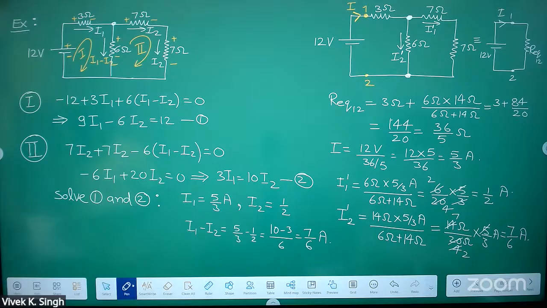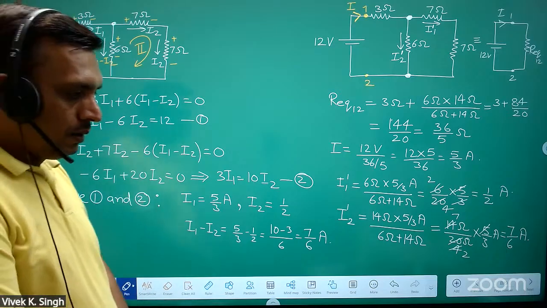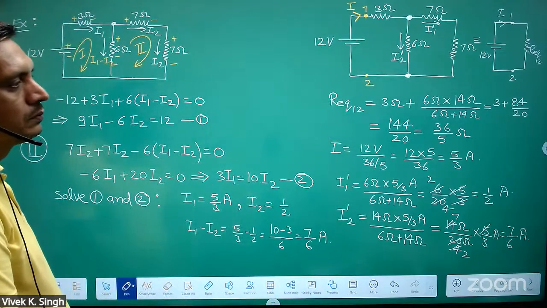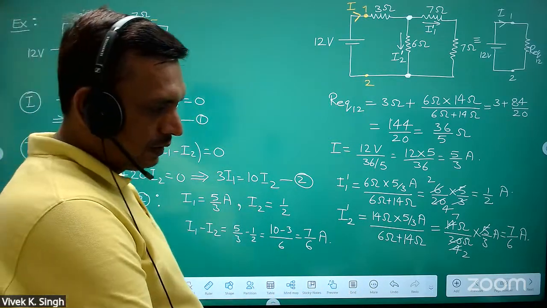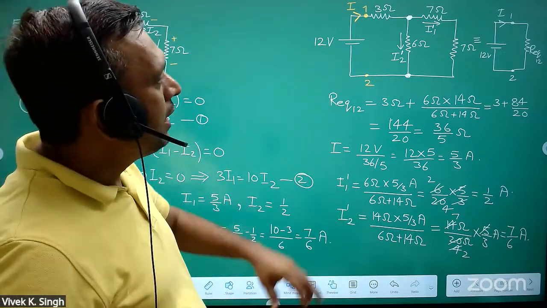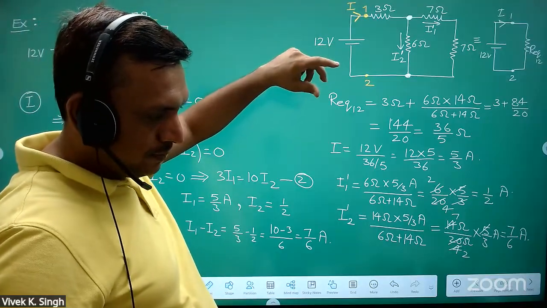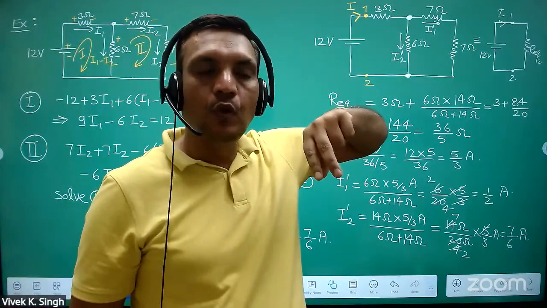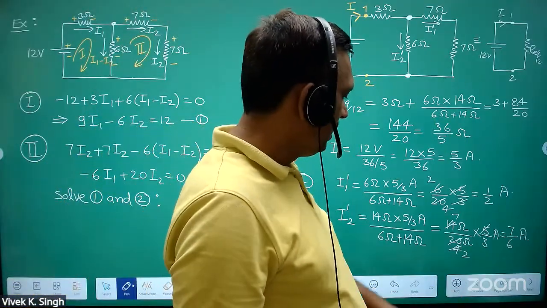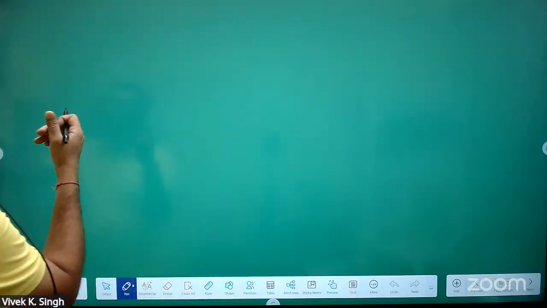Now take another example. Is it clear? KVL, KCL, current division rule. Yes, sir. Now I have taken only one voltage source. Now let's see the case of more than one voltage source. So take the case of two voltage sources and try to solve using KVL.